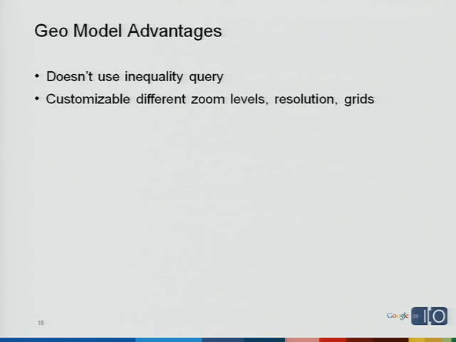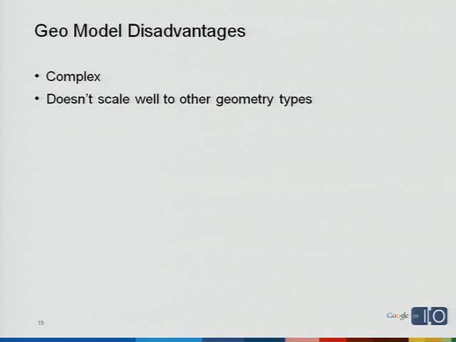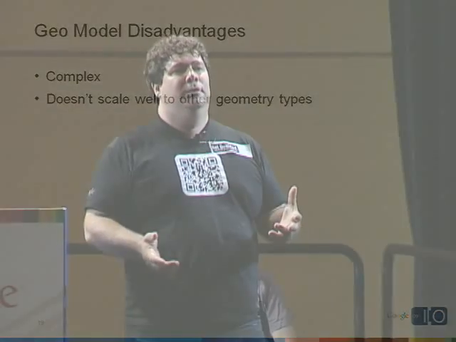So the advantage is it doesn't use the inequality query. And it's customizable with different zoom levels, resolutions, and grids. It's also, by the way, an open source library, so you can customize the library however you want. Develop your own algorithms for assigning cell numbers. The disadvantage is it's kind of complex. And it also doesn't scale as well with other geometry types. Right now it's optimized for point data. So it's hard to give it to somebody and say, here, get started with this. There's a learning curve that's involved.